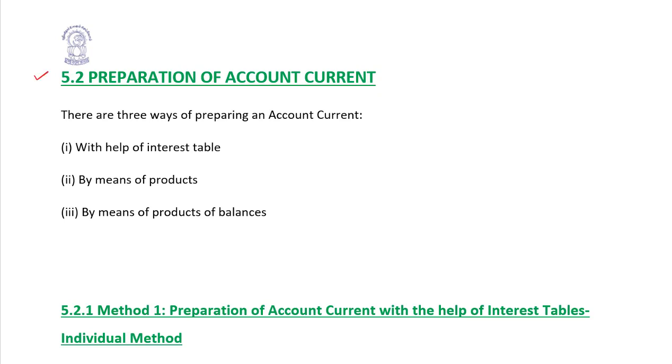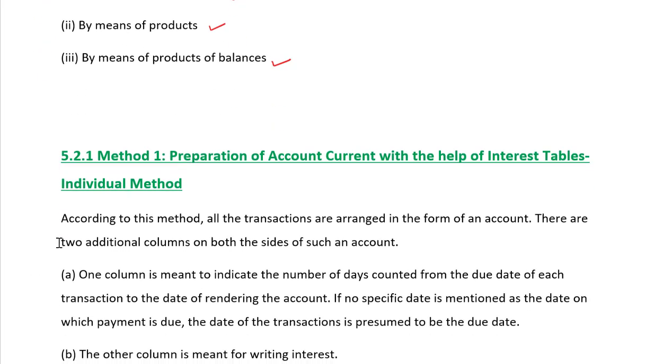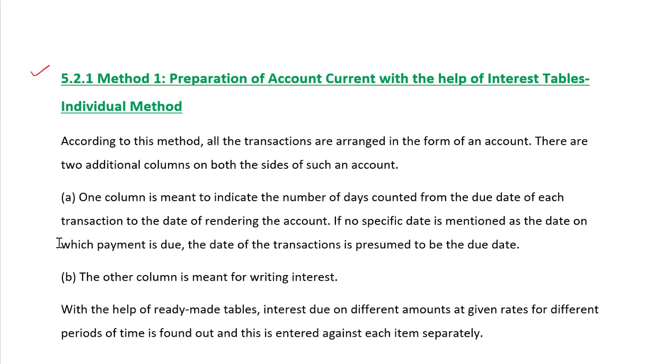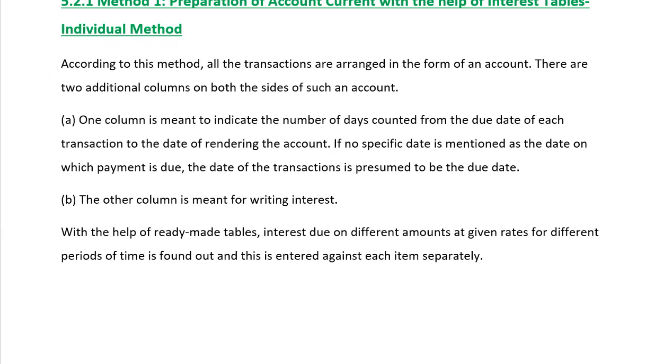Preparation of account current. There are three ways of preparing account current: with the help of interest table, by means of product, by means of product of balances. These are the three methods. We are starting with method 1, that is preparation of account current with the help of interest tables, the individual method.